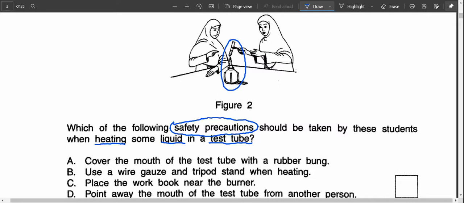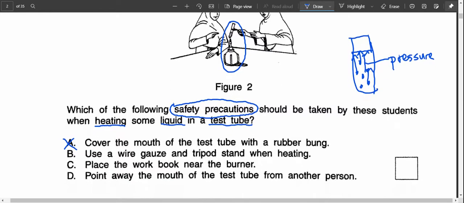Let's look at the choices. A. Cover the mouth of the test tube with a rubber bung. So if you put a rubber bung, this is a test tube, and you cover on top of it while heating, it will create pressure. The reason is that liquid will change to gas, and this gas will cause pressure on the rubber bung, causing it to go up, and that would be dangerous. So A is definitely a no-no.